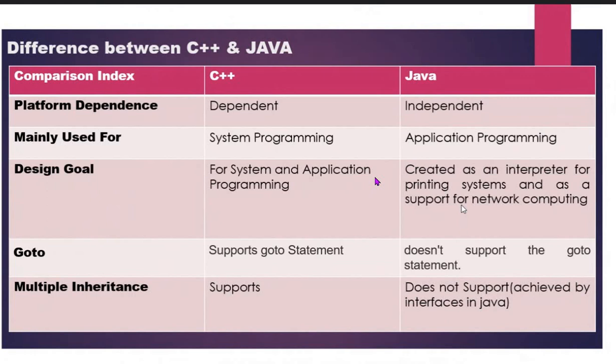For printing the systems. Printing system means it works on top of the system, as I mentioned. The virtual machine is there, and on top of the virtual machine your Java application runs. Java application does not run directly on the hardware. And as a support for network computing, it provides the advantage of doing network programming, so network-related routers, switches, and all those things can be controlled using a Java program.